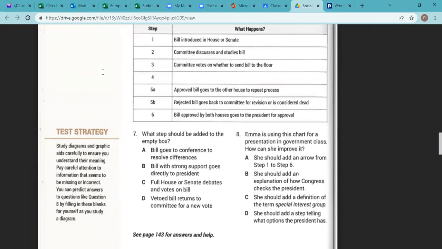B, she should add an explanation of how Congress checks the president. C, she should add a definition of the term special interest group. Or is it D, she should add a step telling what options the president has? All right, so go ahead and hit your pause button and find your answer.